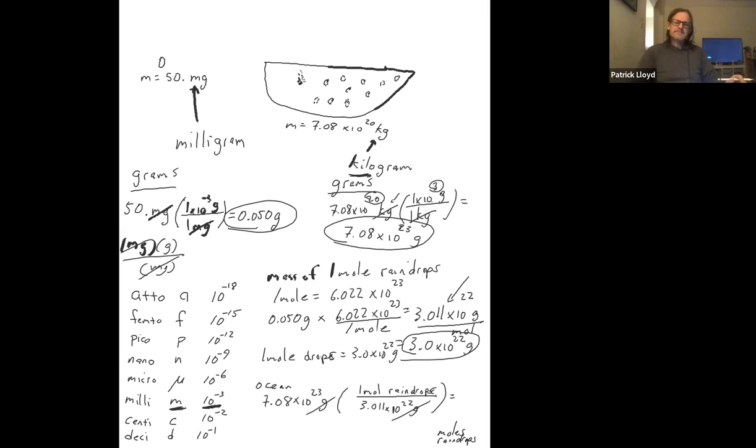Okay. I'm just portioning it out. So now, actually, the number looks like it's going to be pretty reasonable. It might be like 20 or something like that. 7.08 times 10 to the 23 divided by 3.011 times 10 to the 22. It's like 23.51. So I'm going to round it to 2 significant digits. So that's 24. Remember to put that decimal point. 24 moles.